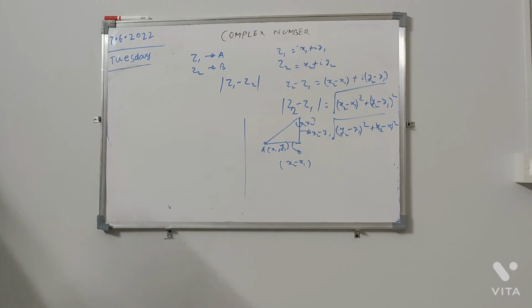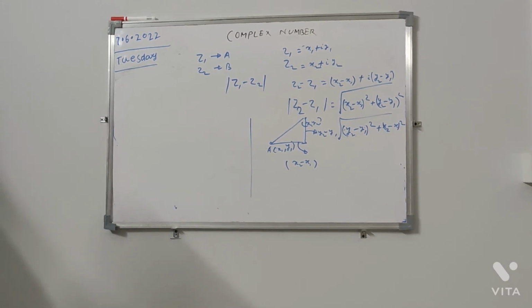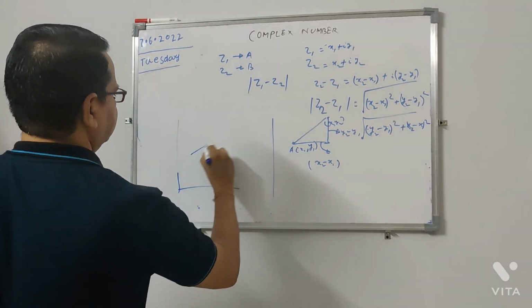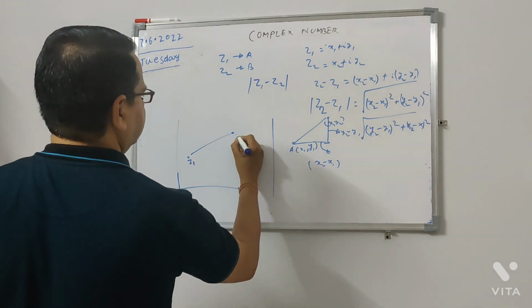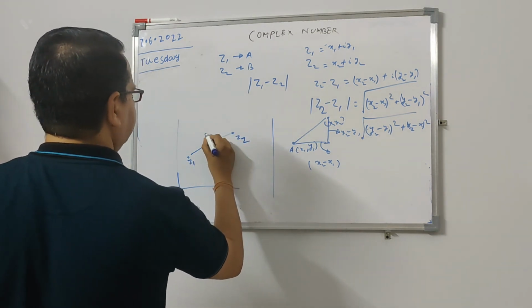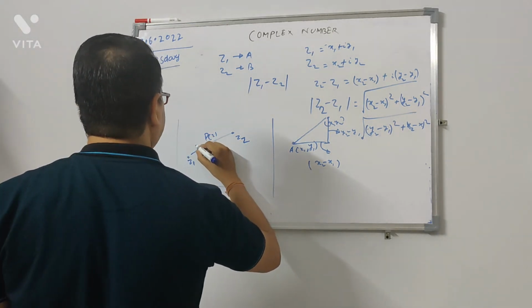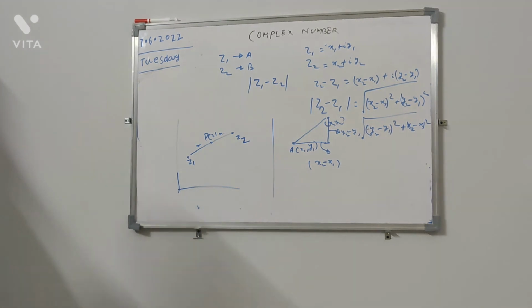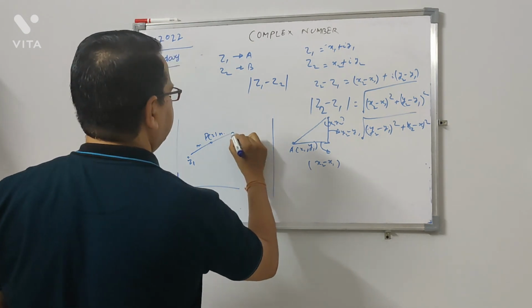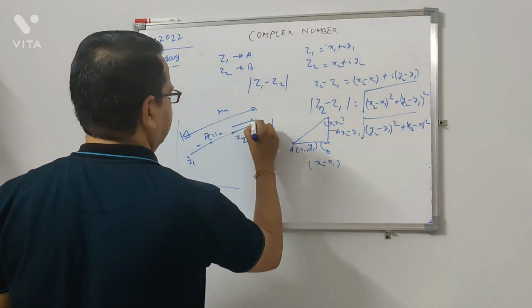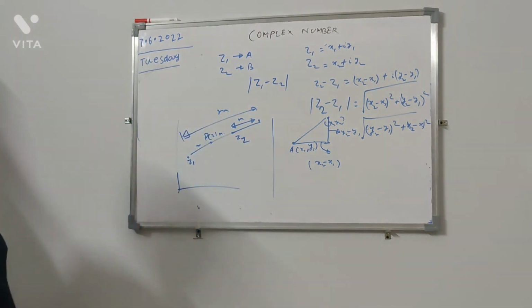That is one. And let a point P, which is z, divide the segment joining z1 and z2. So this is z1, this is your z2, and let the point P be z. If it divides the segment in a ratio m is to n, it can be internal division or external division. If it is internal division, this is m and this is n.